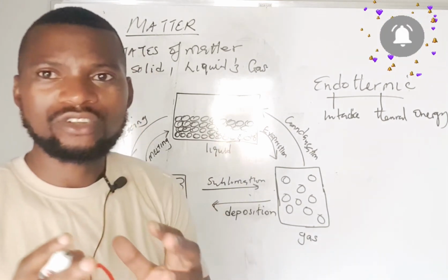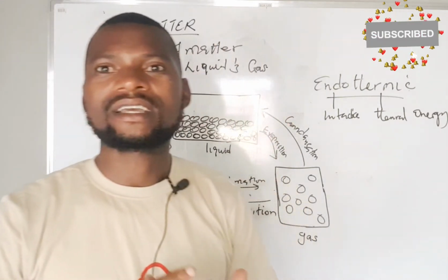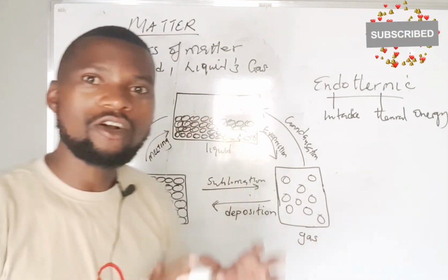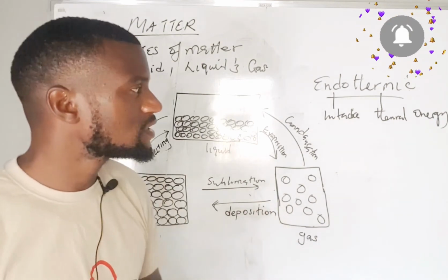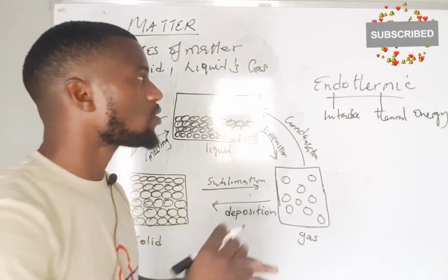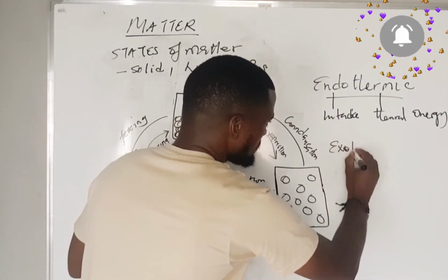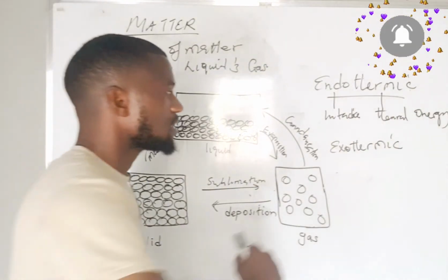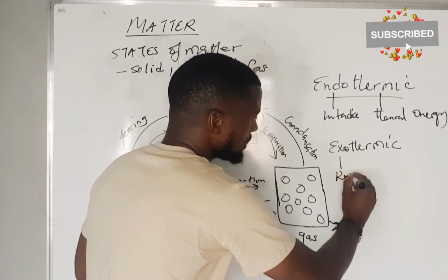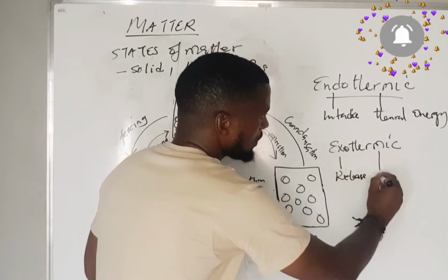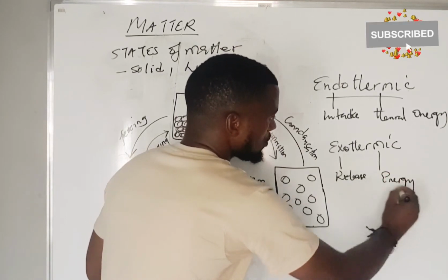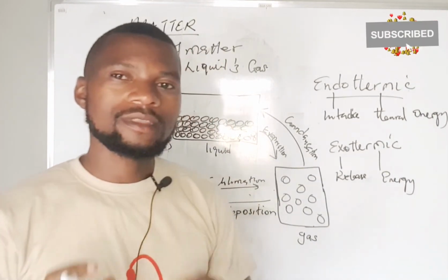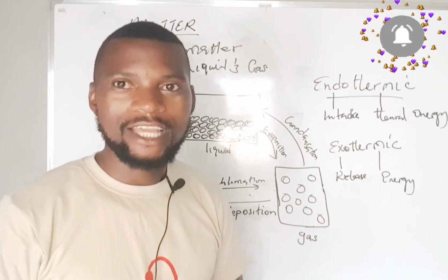So that change of state from gas to liquid to solid involves the release of energy. It is the opposite to the other. This one involves the release of energy, and such a process is what we call exothermic. Exo, we can say, is just to release, and thermic is just energy. So such a process is highly exothermic.